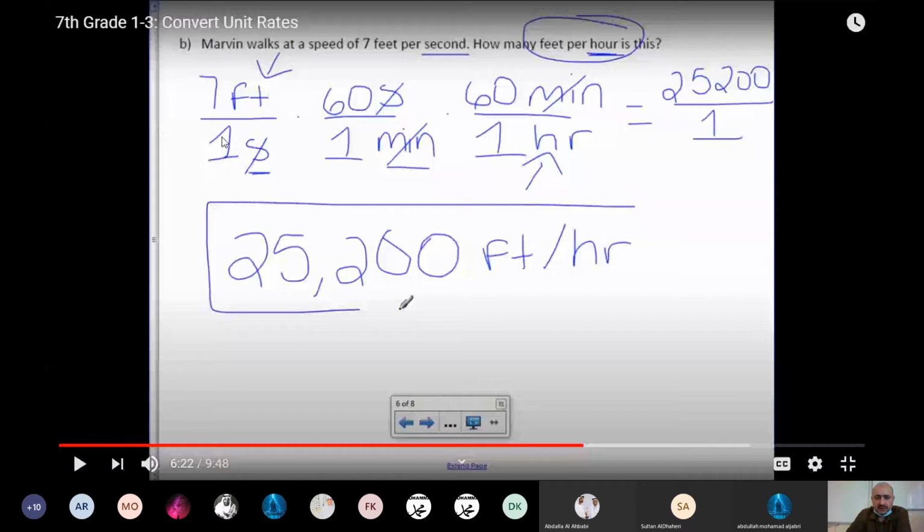Now, we want to change from seconds to hours. We want to change first from seconds to minutes, then from minutes to hours. So each 1 minute equals 60 seconds. Here we have seconds up and here we have seconds down. I can cancel this unit with this unit because they are the same unit. So now we have here 60 over 1 minute. Now each 1 hour equals 60 minutes.